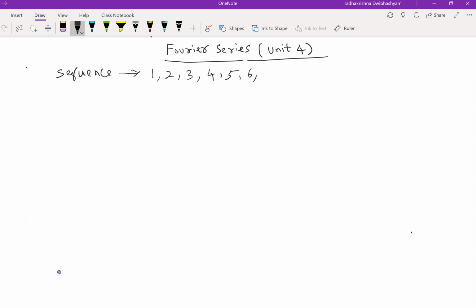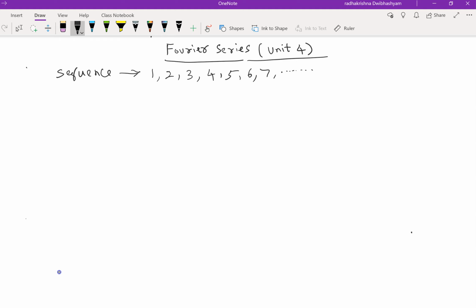If you observe this sequence, I have written all natural numbers. If you consider any two successive numbers, the difference between the first two numbers is 1. The difference between the second and third number is 1. Again, the difference between the third and fourth number is 1. So the difference between any two successive numbers is 1 here. That means this arrangement is following some particular rule. That's why this arrangement is called a sequence.